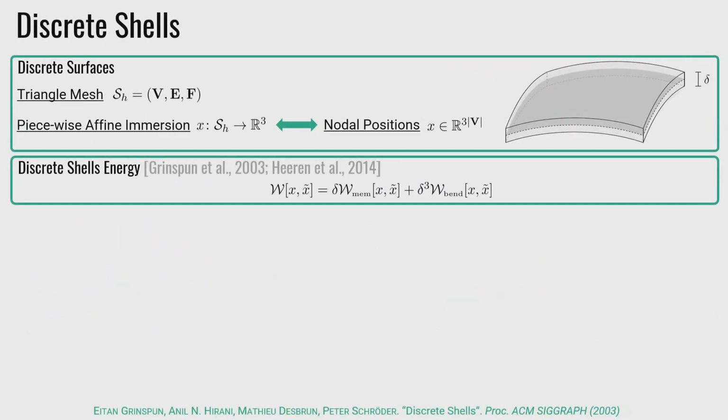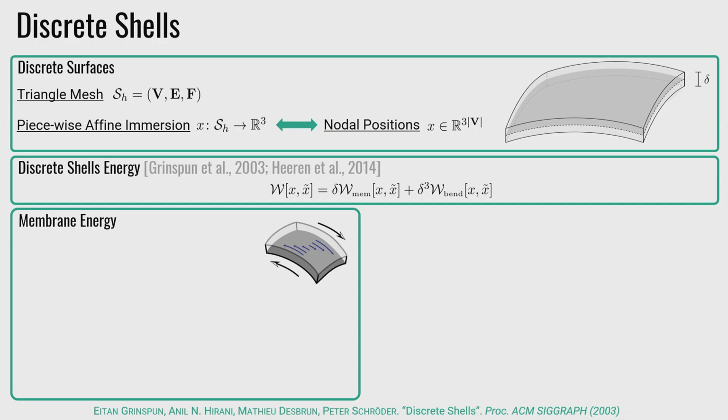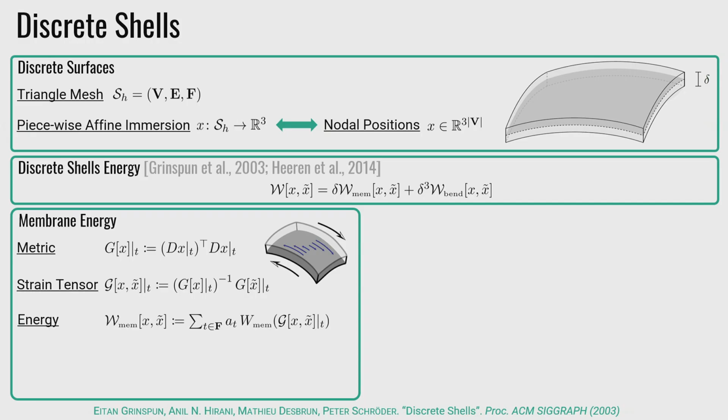And maybe to make this a bit more concrete on shells is to go back to these discrete surfaces that now describe a thin object. Basically you say, okay, it's a thin object with some thickness delta, and then you have this membrane and this bending component. The membrane energy looks at the triangle-wise metric of your triangle mesh, so basically the derivative of your immersion squared. And then you look at how this changes between these two different immersions, x and x tilde, so it's basically the relative change. Then you apply some energy density per triangle, add some integration weights, so the area of the triangle, and sum this up over your whole surface.